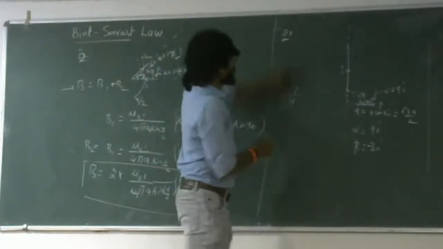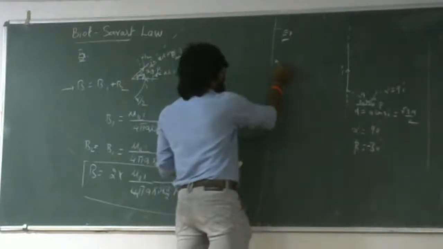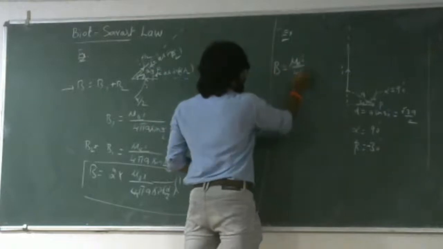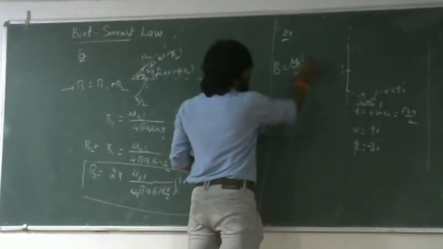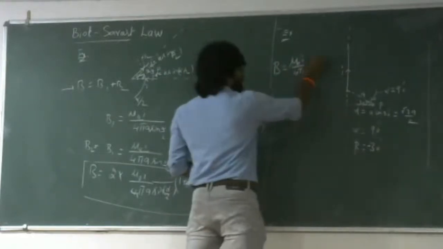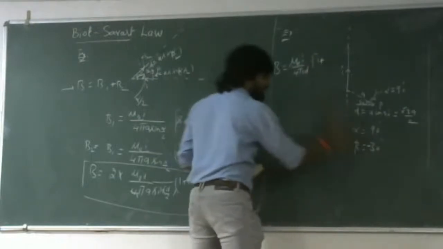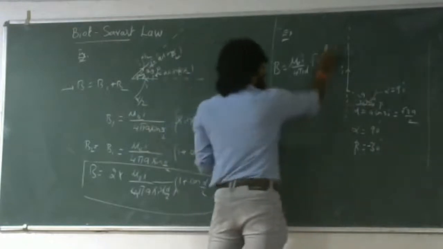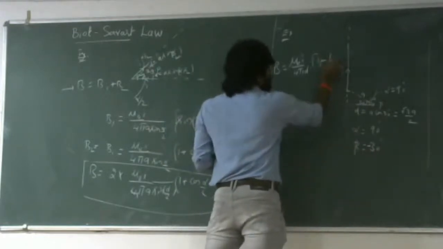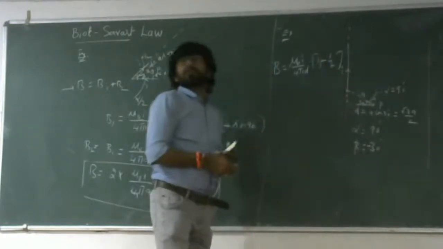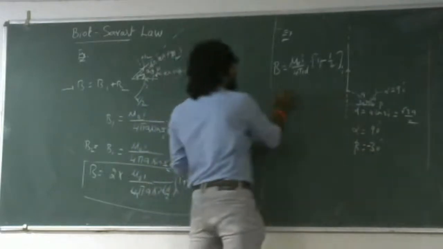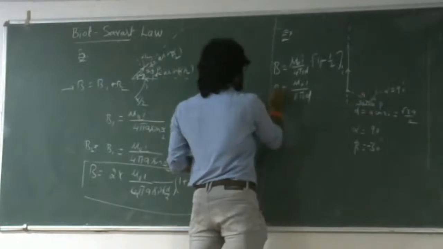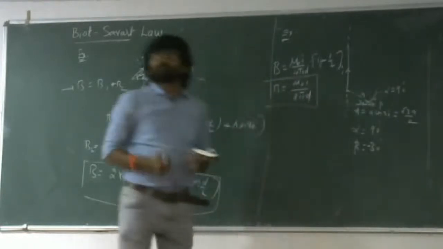In such a case, if you substitute all these values, you will get B is equal to mu naught I by 4 pi D into sin alpha, sin 90, which is 1, plus sin of beta, minus 30. So sin of minus theta is minus sin theta. So you can write it as minus sin 30, which is 1 by 2. So 1 minus 1 by 2 is 1 by 2 only. So we'll get B is equal to mu naught I by 8 pi D as the value.